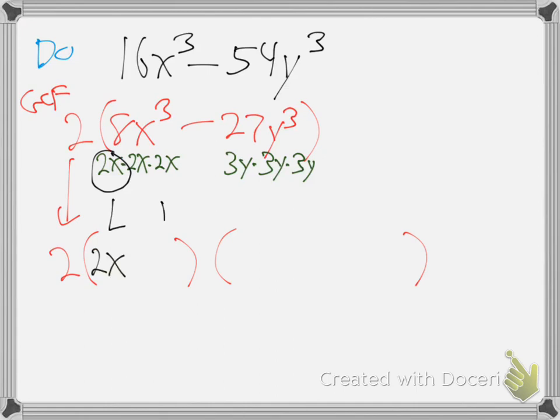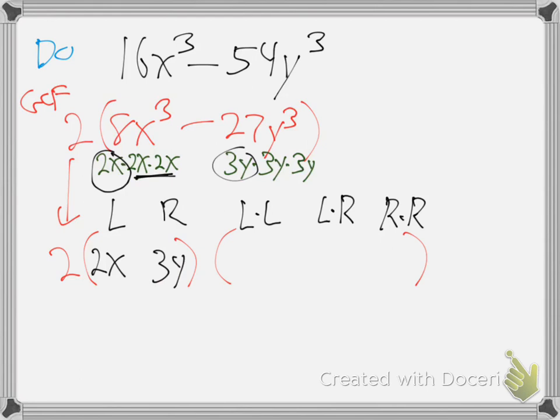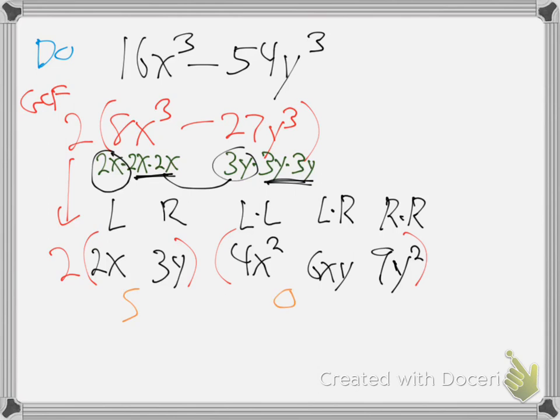Remember, it's one left, one right, two left, two right, one of each in the middle. So one right, 3y. Two left, 2x, 2x, 4x squared. Two right, 3y, 3y, 9y squared. One of each in the middle, a 2x and a 3y, 6xy. Does that make sense how I did one left, one right, two left, two right? And then what do we do for the signs? What would we start with? Minus, so same. Same, opposite, always positive.